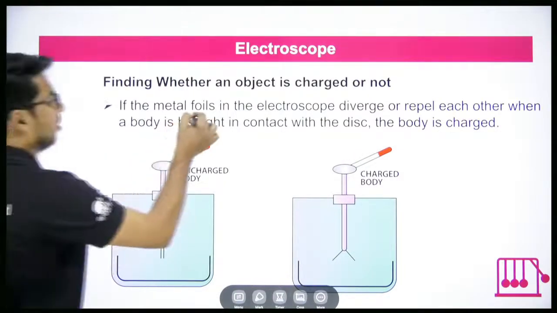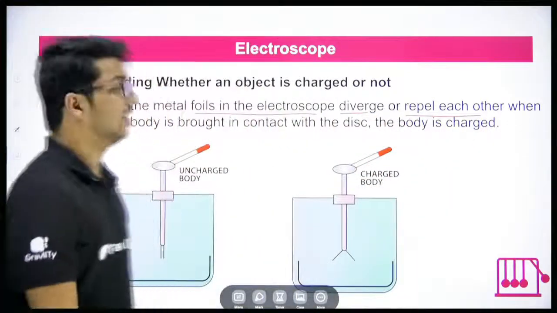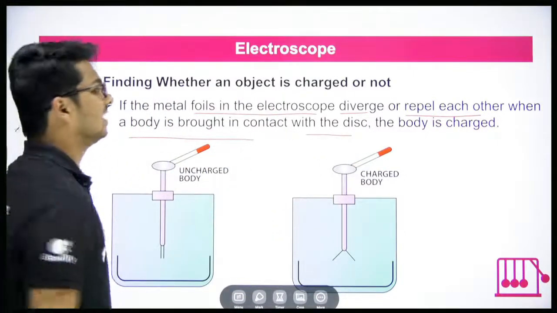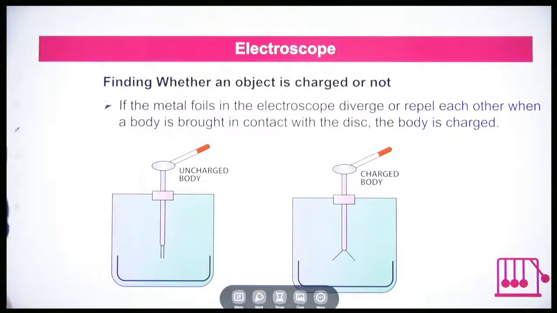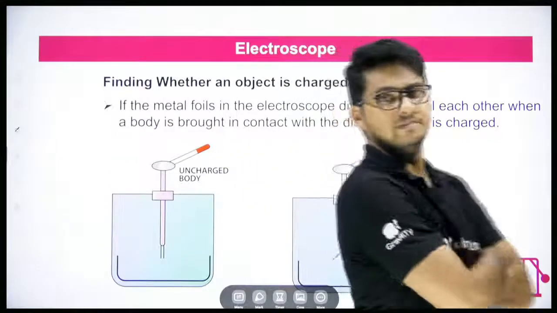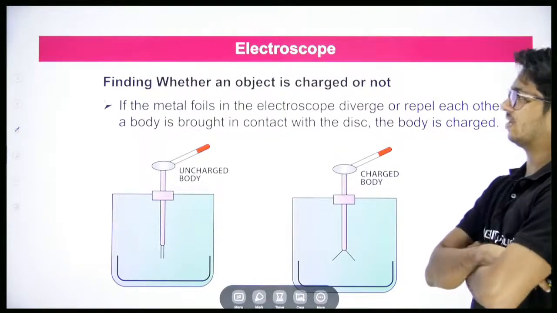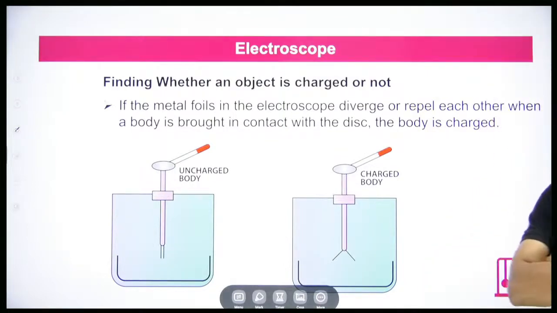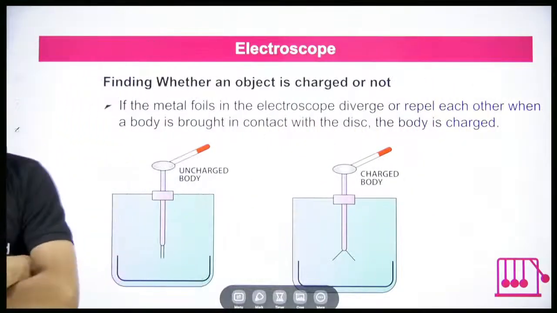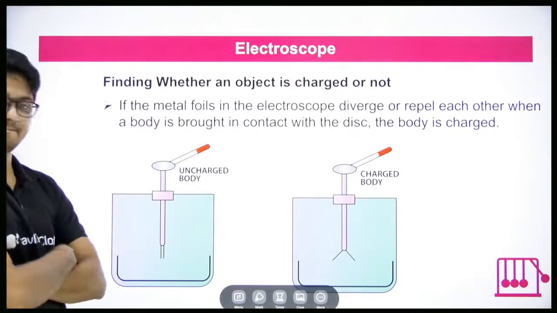So if the metal foils in the electroscope diverge or repel each other when a body is brought in contact with the disc, the body is charged. Yes, we learned about the condition. Good. Please take this point down, everyone. Finding whether an object is charged or not using an electroscope: if the metal foils, the aluminum foils, repel each other, that means the body is charged, or else the body is not charged. Done?